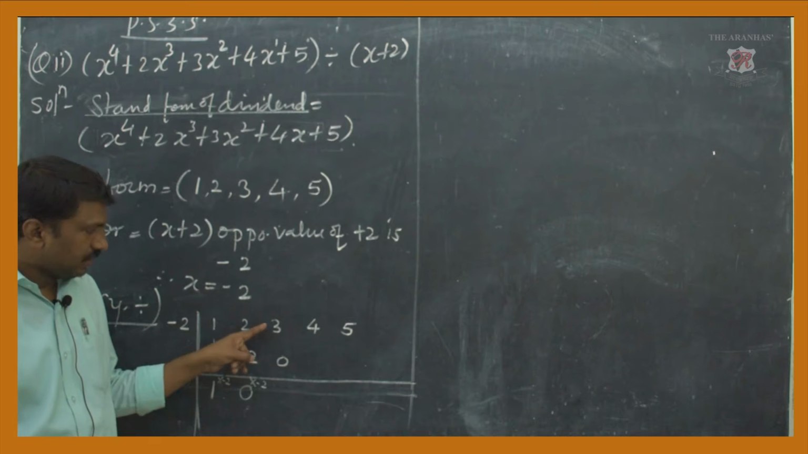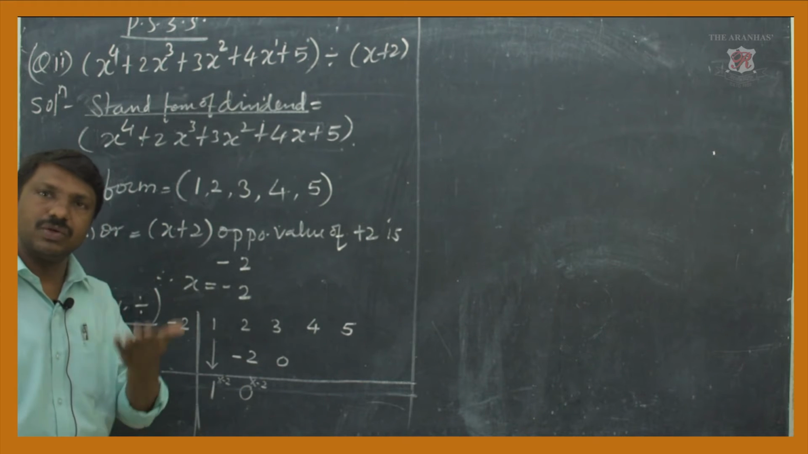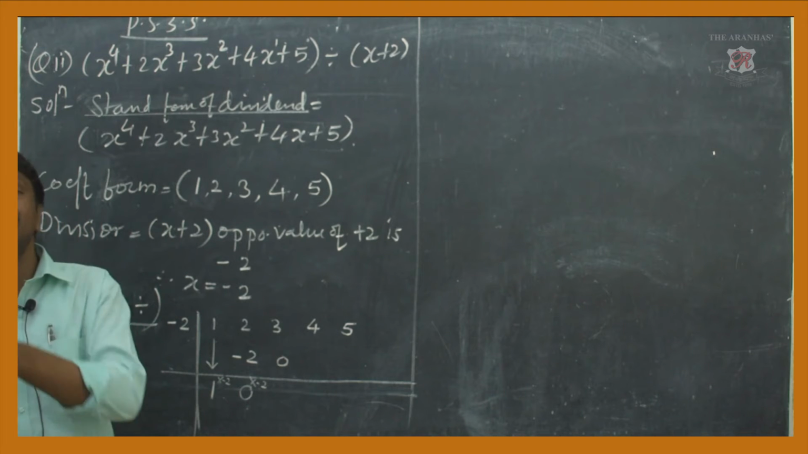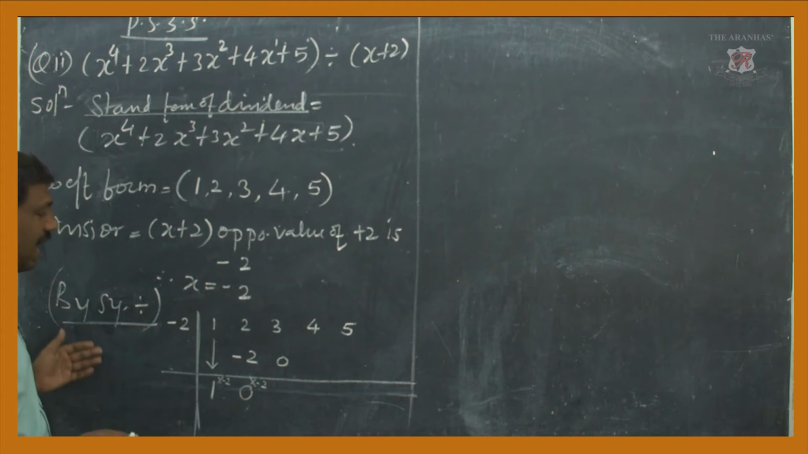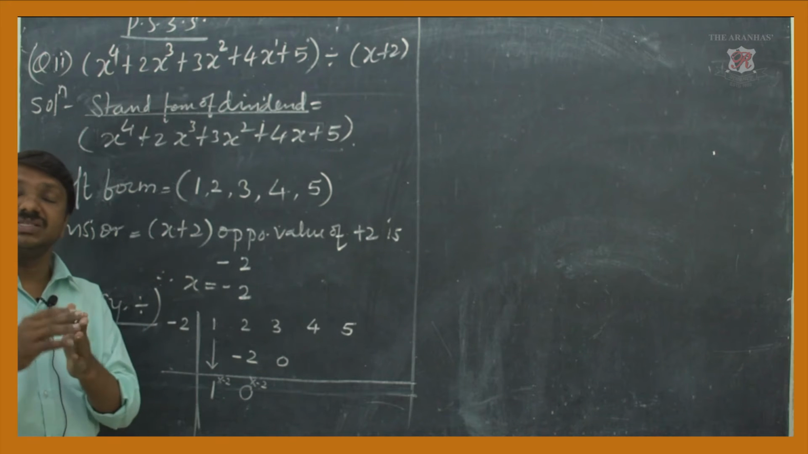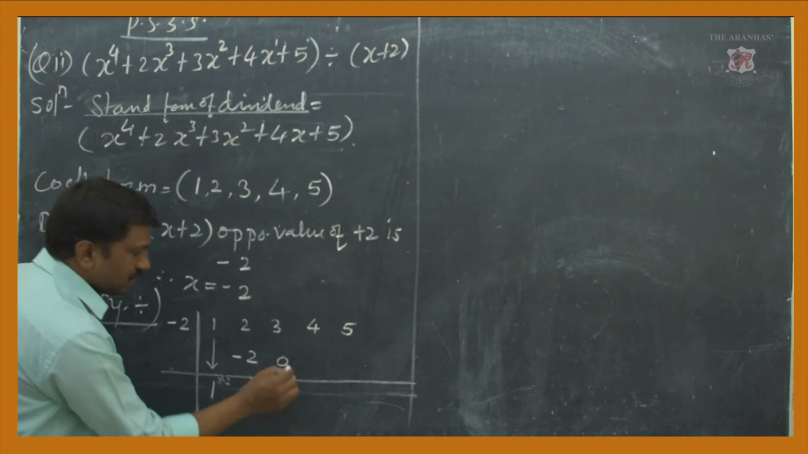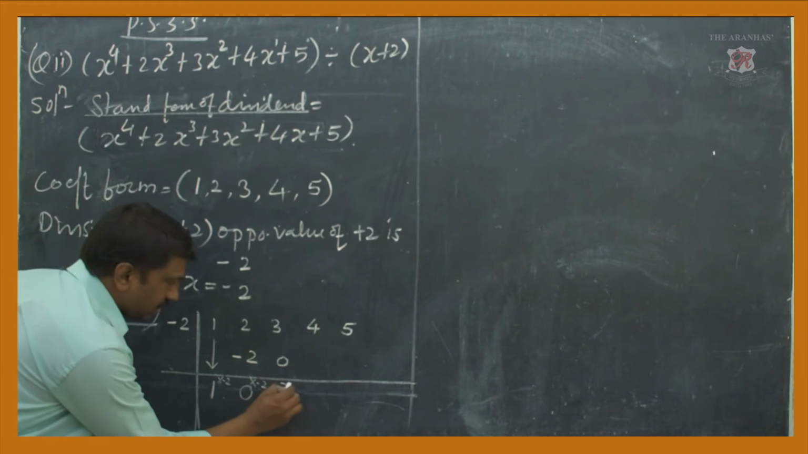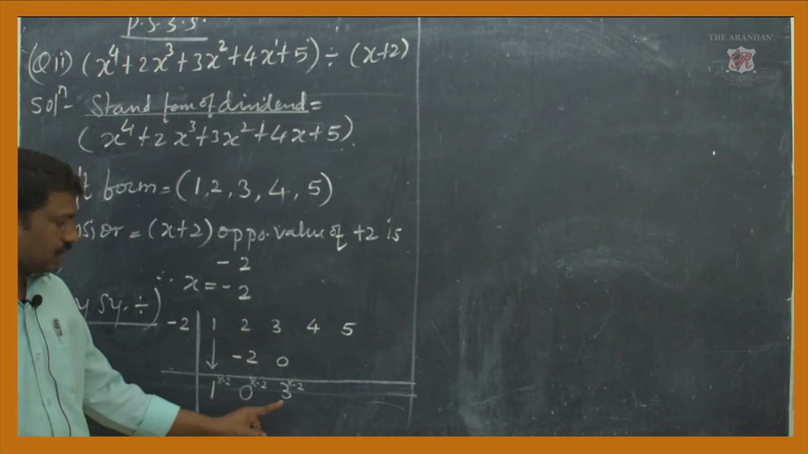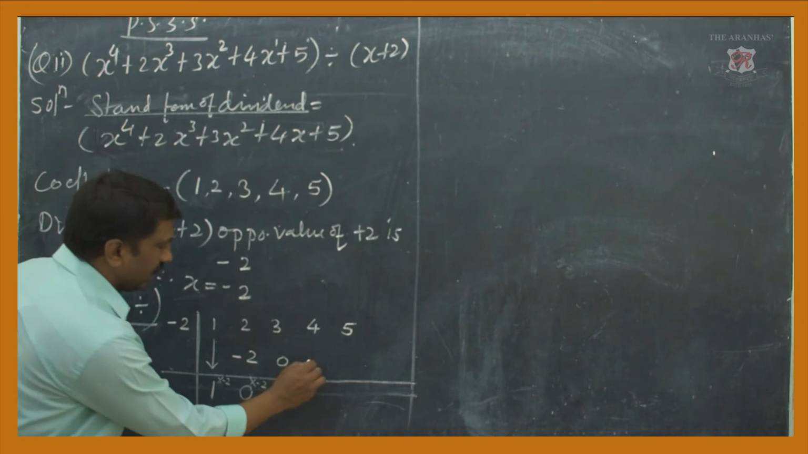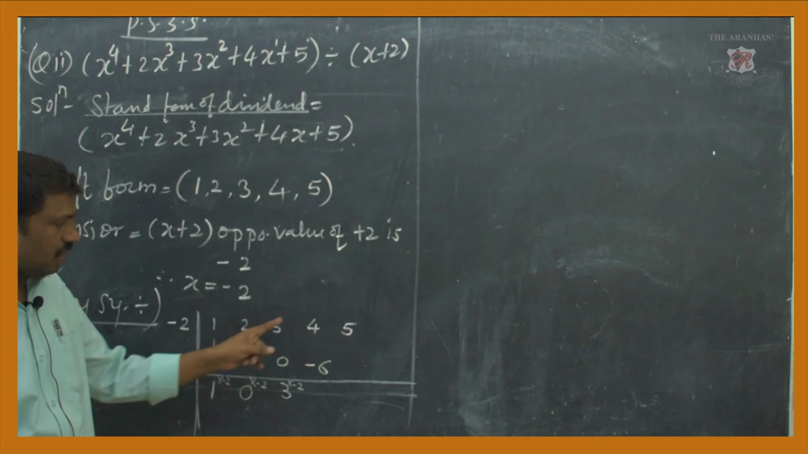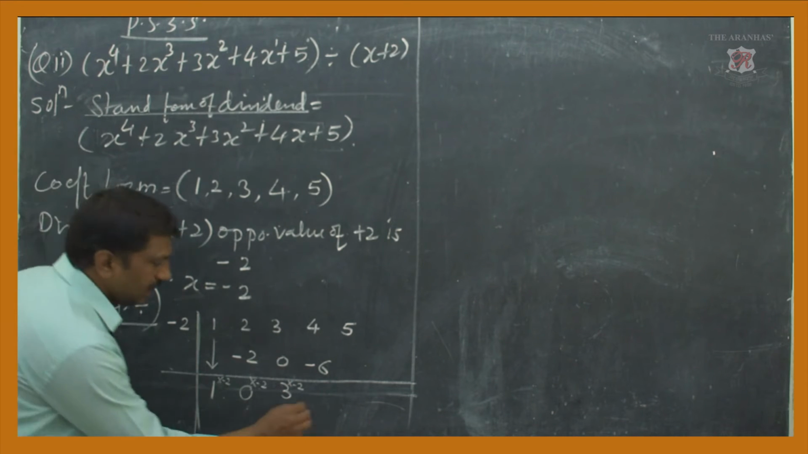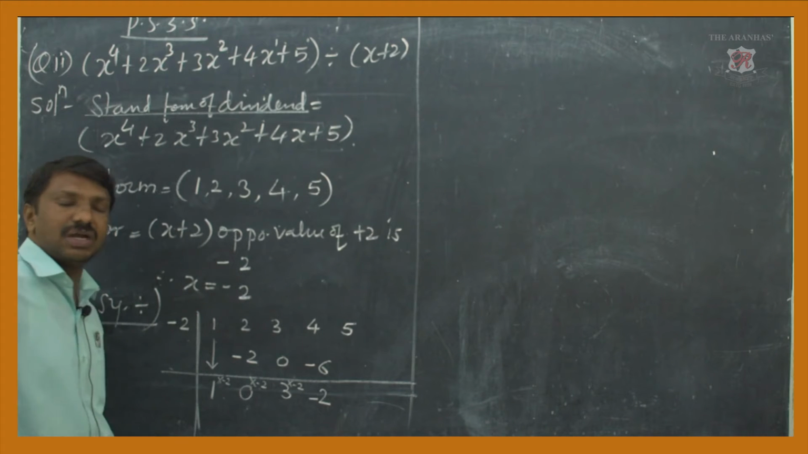Now next one, 3 plus 0. Obviously the identity rule we studied, a plus 0 is equal to a only. It means if you add 0 to any integer, the answer is that integer only. So 0 plus 3, we get 3. Again we have to multiply with your divisor, that is minus 2. So 3 2s are 6, means here you will get minus 6. Now plus minus minus, so 6 minus 4 will get 2, but the sign here will be minus, the sign of the greater number.